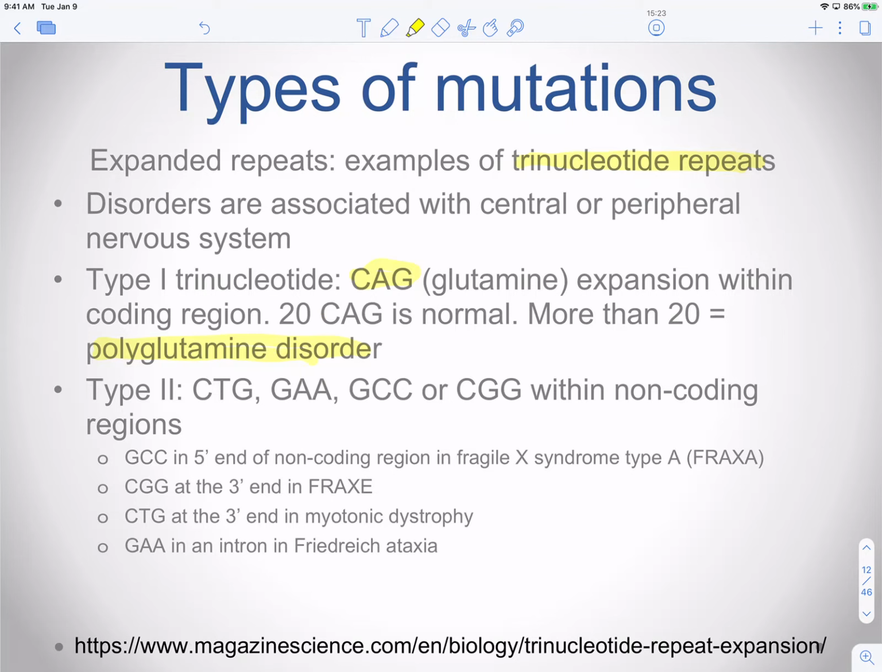A type 2 trinucleotide repeat disorder will be made up of variable trinucleotides from CTG, GAA, GCC, CGG, and these are all within non-coding regions. So if you have, for example, Fragile X syndrome type A, it's going to be an expansion of GCC in the 5' end of the non-coding region. If you have Fragile X syndrome type E, it's going to be CGG at the 3' end. Myotonic dystrophy is going to be a CTG at the 3' end, and Friedreich ataxia is going to be GAA within an intron. So again, you don't have any of these occurring actually in exons. They're either at the 5' end, the 3' end, or within an intron that are causing the disease.